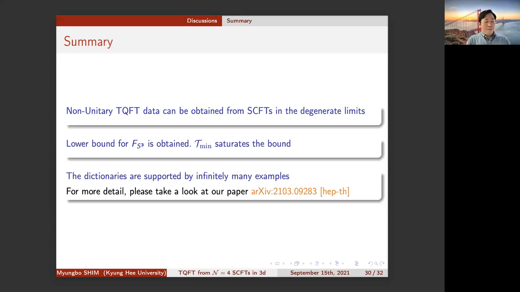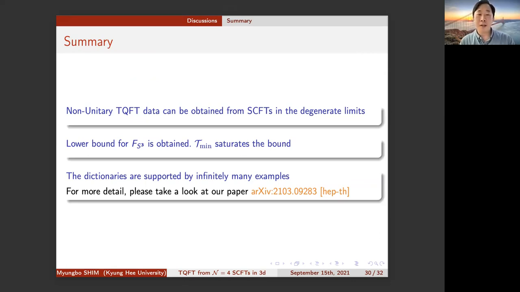So here, let me summarize our discussion today. First of all, non-unitary topological field theory can be obtained from superconformal field theory of N=4 rank-0 theory in the degenerate limit, which is defined in terms of mixing parameter plus minus 1 and the vanishing real mass parameter, or trivial U(1) axial gauge eta.